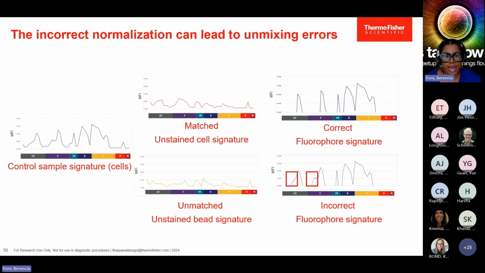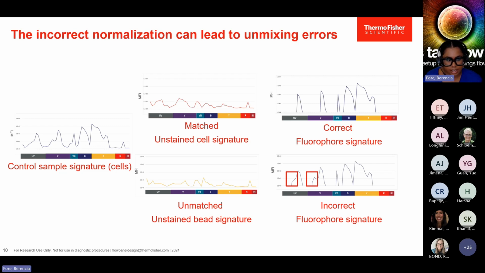And so here's what happens if a mismatch between the unstained portion of the negative and the positive occurs. We start again with our reference control in blue. Then we have two negative unstained signatures. One is unstained beads, one is unstained cells. In this case, which is the correct one?